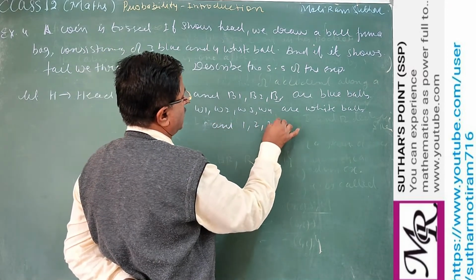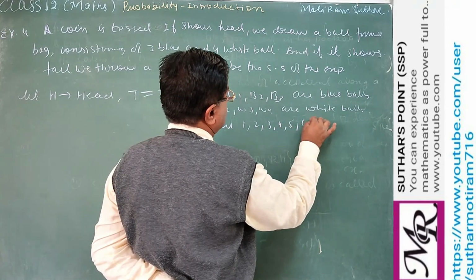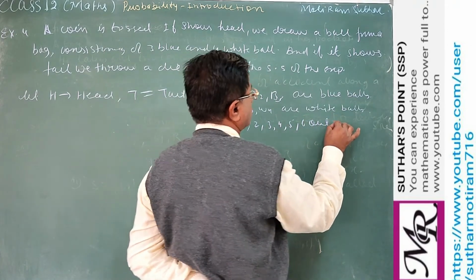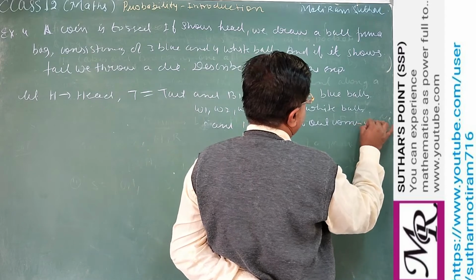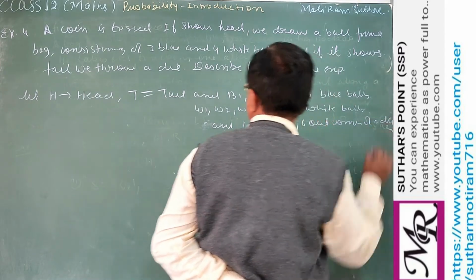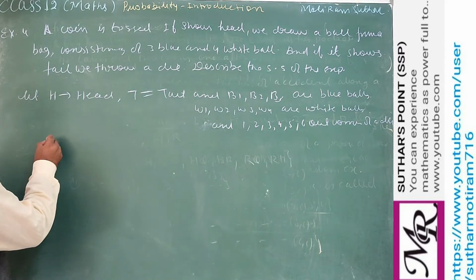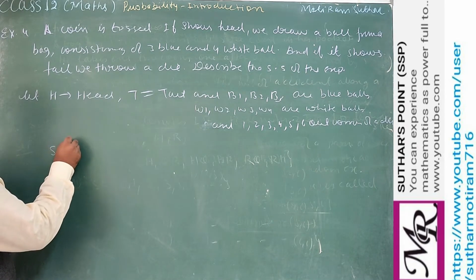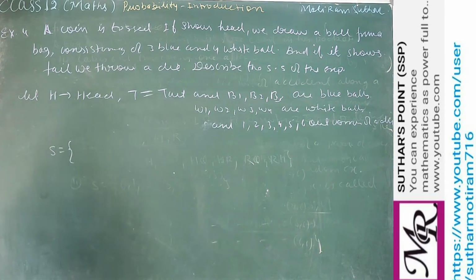1, 2, 3, 4, 5, 6. These are outcomes of a die. Now see the sample space as. Now question, see very carefully.